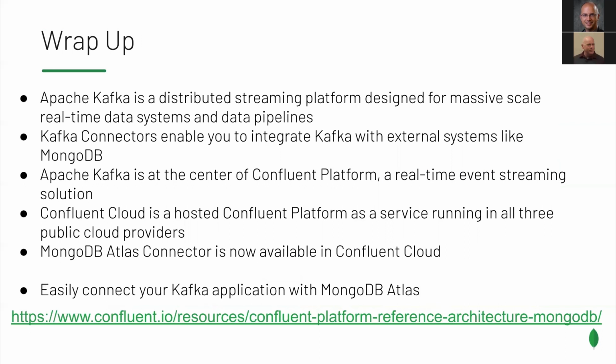So to wrap this up, Rob talked a little bit about Apache Kafka and Kafka Connect, what Kafka is, what Kafka Connect enables you to do, how you integrate Kafka with external systems like MongoDB, how Kafka is at the center of Confluent Platform, which is a real-time event streaming solution for enterprises, how we host an instance of Confluent Platform in Confluent Cloud. It runs fully managed as a service in all 3 public cloud providers, and the MongoDB Atlas connector is available now in preview. You can easily connect your Kafka applications with MongoDB Atlas. And there's a reference architecture.